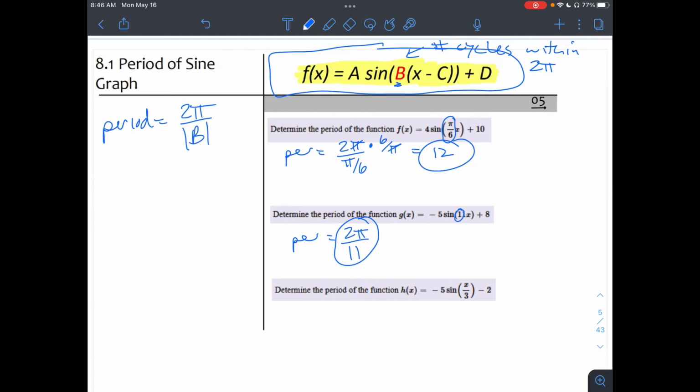And then finally, this last problem, the period is equal to 2 pi divided by the multiplier in front of our x. So here it's an unwritten 1/3. We have the division of 3, which has a multiplier of 1/3. So if we multiply by the reciprocal and calculate, we get 6 pi as our period.